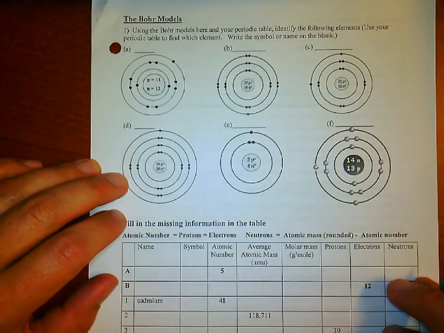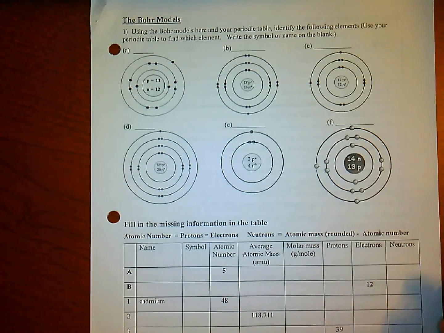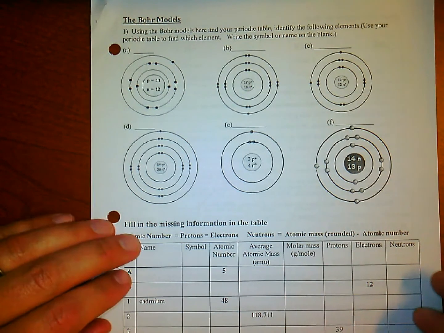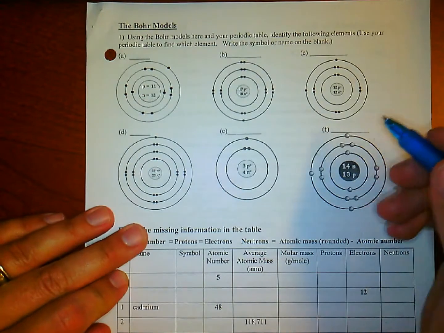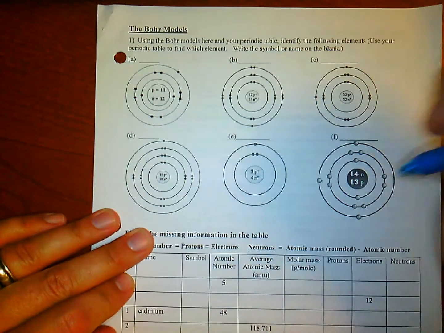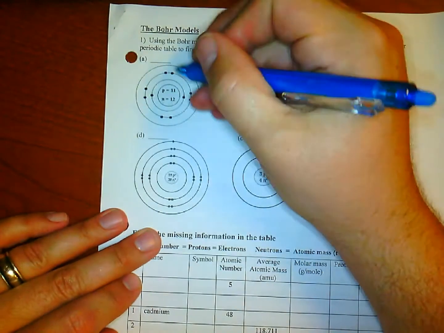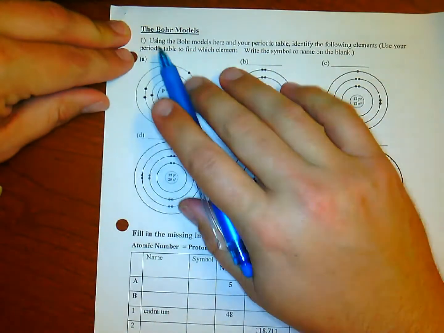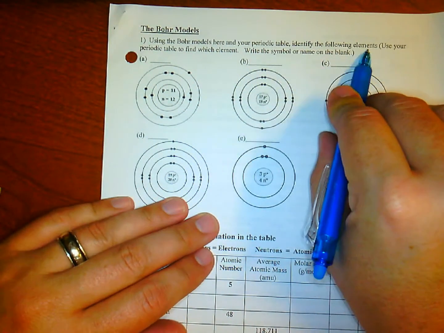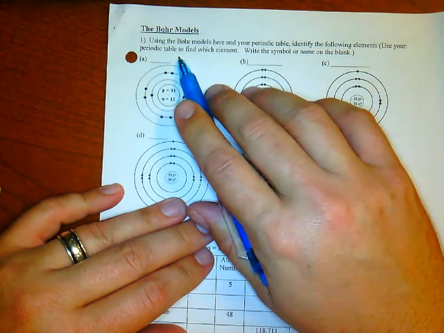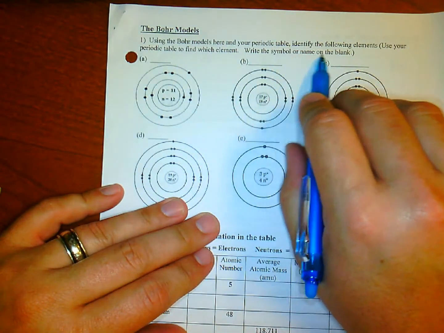Alright students, it's time to work on pages 3 and 4 for our homework packet for Unit 1 over atoms in the periodic table. So we'll go off with a couple of Bohr models. We'll do the first one, then we'll do the last one. The first one says, using the Bohr models here in your periodic table, identify the following elements. Use your periodic table to find each element, write the symbol or name on the blank.